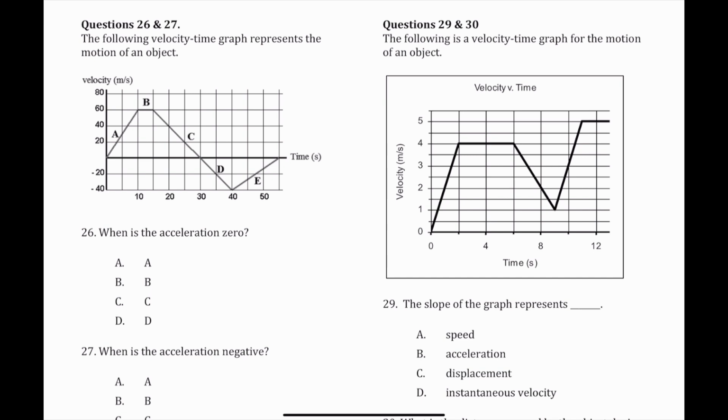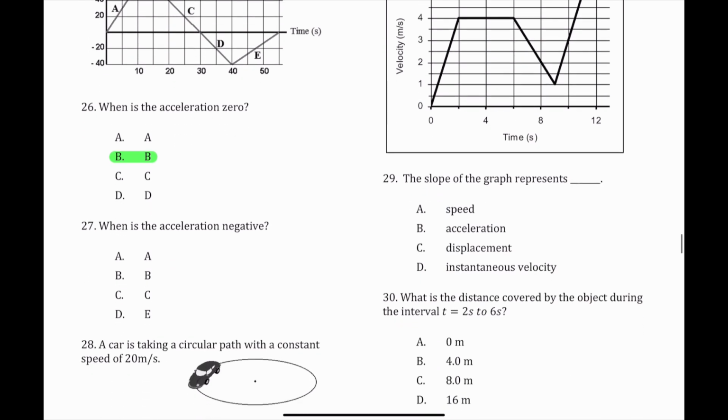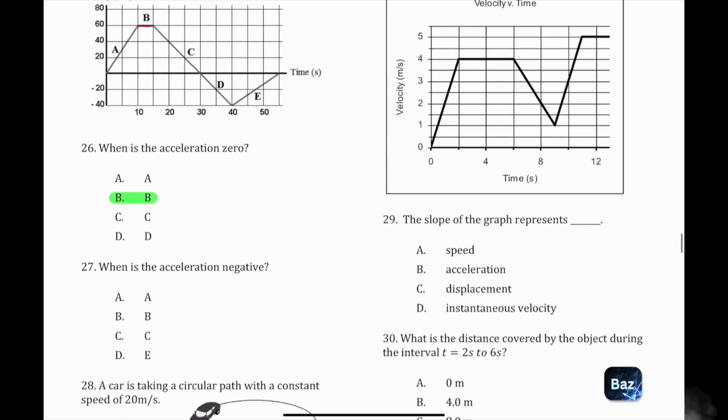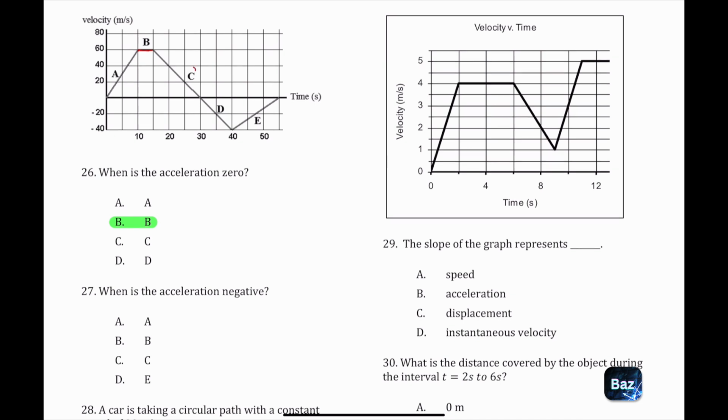Question 26 and 27. The following velocity time graph represents the motion of an object. When is the acceleration 0? It's at B, constant velocity. So B. When is the acceleration negative? It's during C.